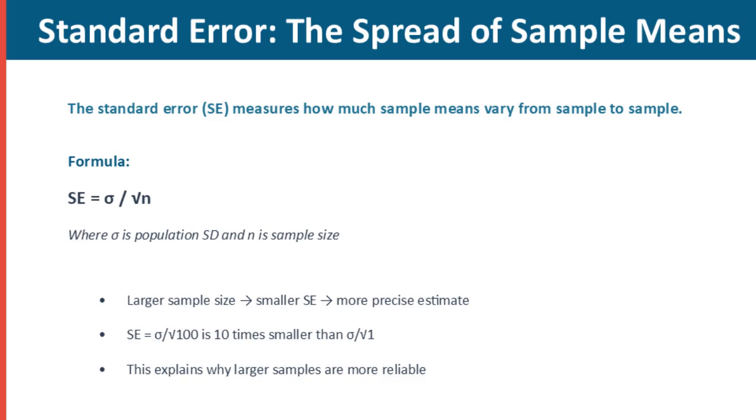Because of the root n, you get diminishing returns actually. This explains everything about sampling. Larger samples give you more precise estimates, but not in a one-to-one way, right? To cut the standard error in half, you need 4 times the sample size. To cut it in half again, you need 4 times of that, right? So this mathematical relationship is why sample size planning is so important. You can't just arbitrarily pick any sample size. You need to understand the diminishing returns.